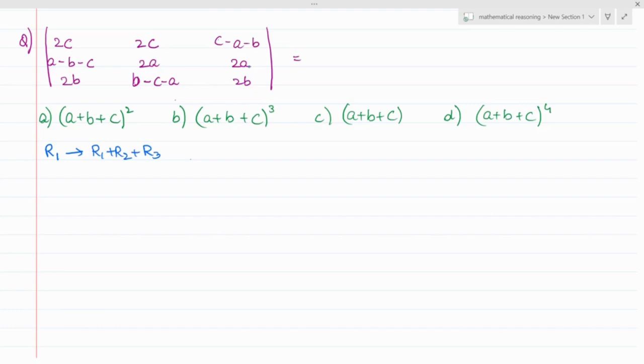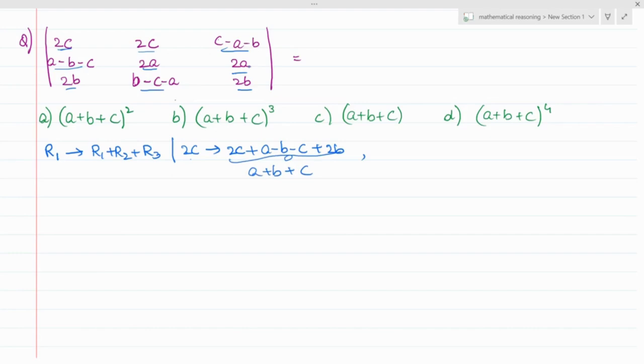How? Let's see. The R1 element, that is A11, 2C, now becomes 2C plus R2, which is A minus B minus C, plus R3, which is 2B. For this element, this is the R2 and this is the R3. For this element, this is R2, this is R3. For this element, this is R2 and this is R3. So go in that flow. Now when you do this, what value will we get? A plus B plus C.